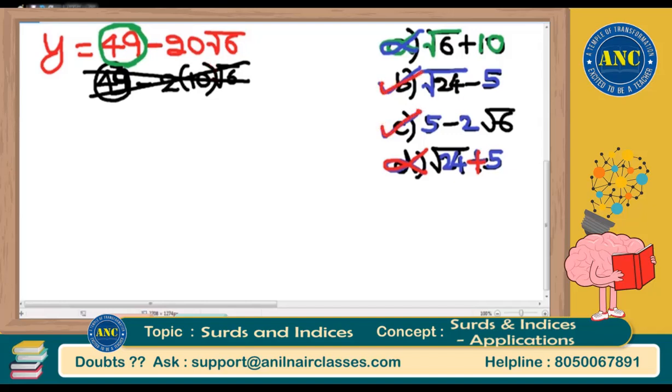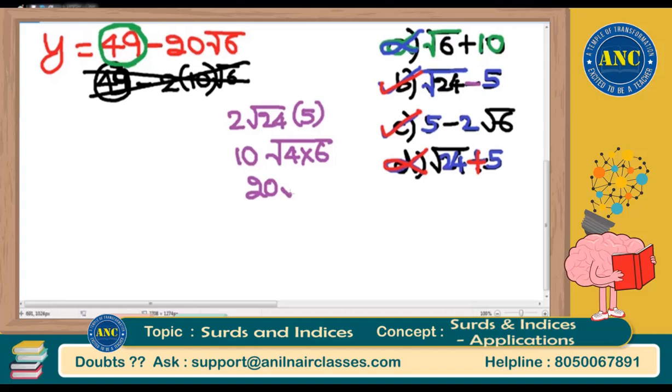Again, now check the 2ab term. Can I say the 2ab term is 2 into root 24 into 5? This can be written as 2 into root 24, which is nothing but 5 into 2, is 10. Root 24 is root of 4 into 6, which is nothing but 20 root 6.